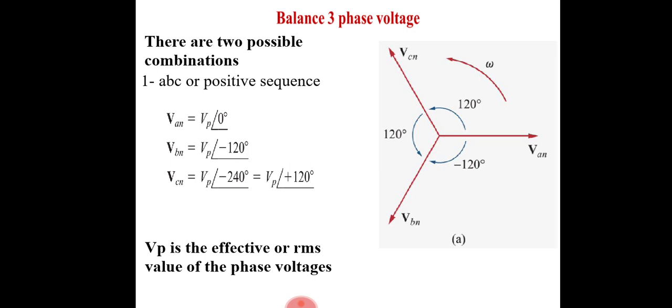Now VBN is equal to VP with angle minus 120 degrees. And VCN is equal to VP with angle minus 240 or VP with angle plus 120 degrees. Here the angles are minus 120 and minus 240 because vector rotation is in the anti-clockwise direction. So the vector diagram of all phase voltages is seen in figure A.